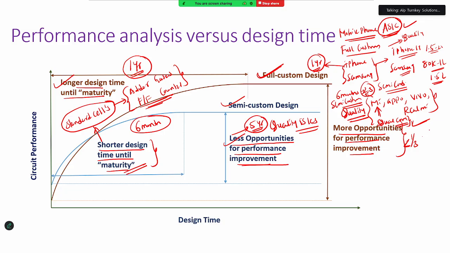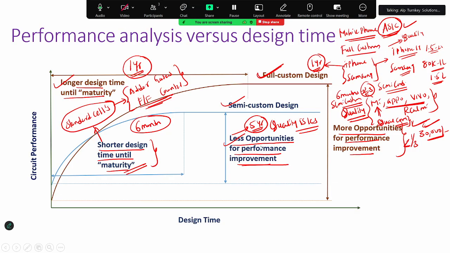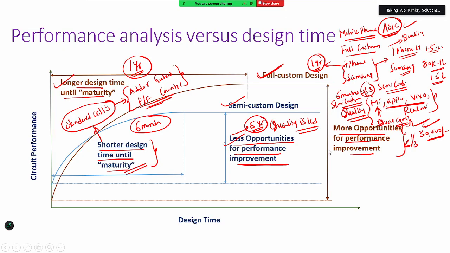That means if you purchase for like 30,000 rupees, whatever features are present in iPhone or Samsung, those features will be available in these phones. So this is about performance analysis versus design time. Basically those are two types: full custom and semi custom design. Do you understand? Any doubt in this?